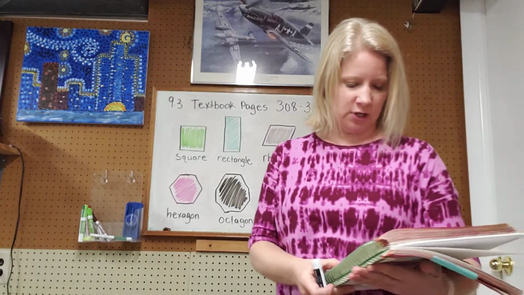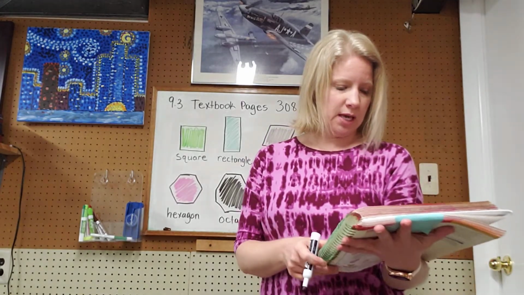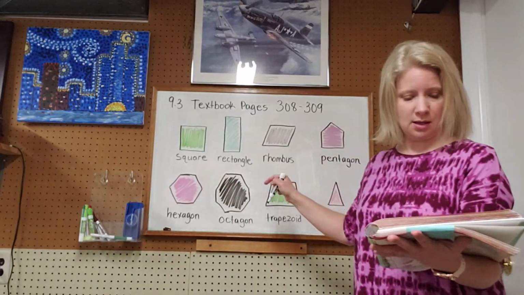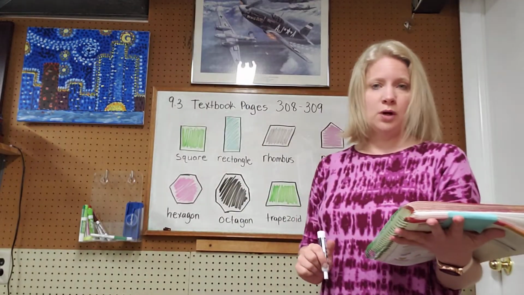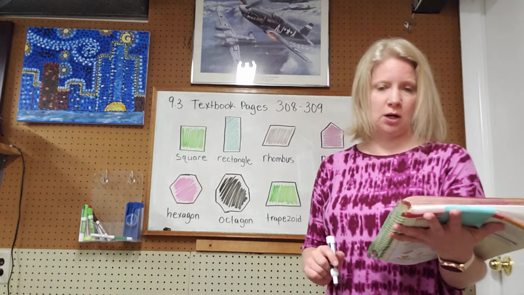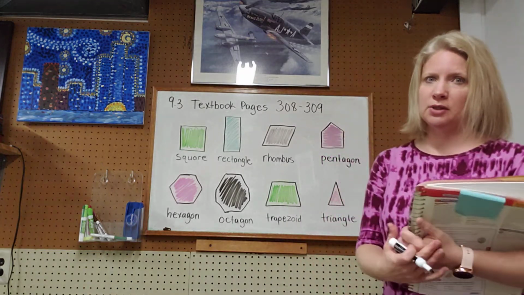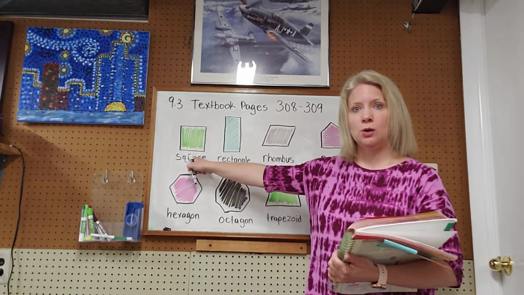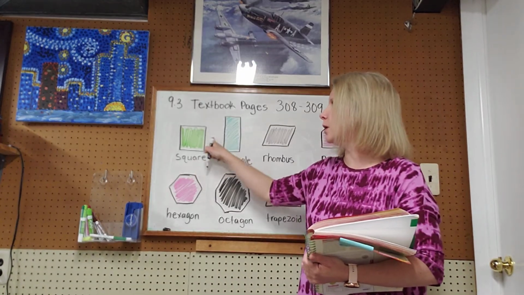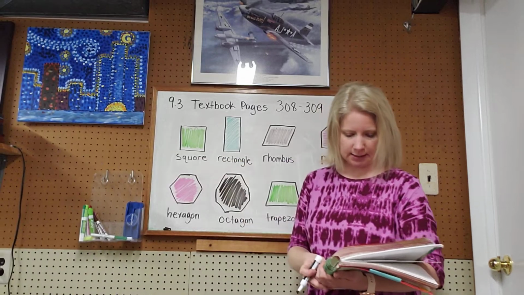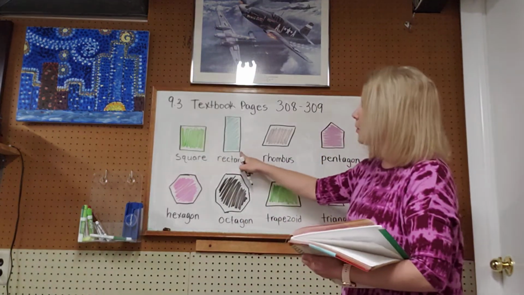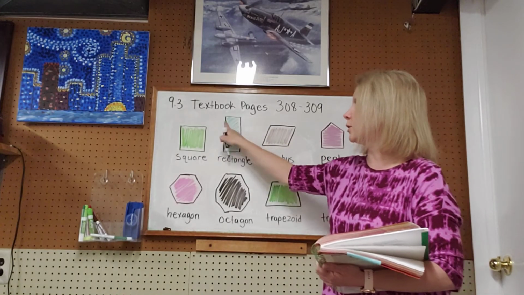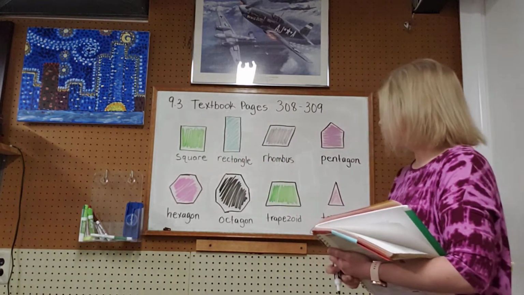Okay, your next definition is quadrilateral. Any polygon, any of these, with 4 straight sides is called a quadrilateral. So let's look at some of those examples. A square would be a quadrilateral. There are 4 straight sides. A rectangle would be a quadrilateral because there are 1, 2, 3, 4 straight sides.